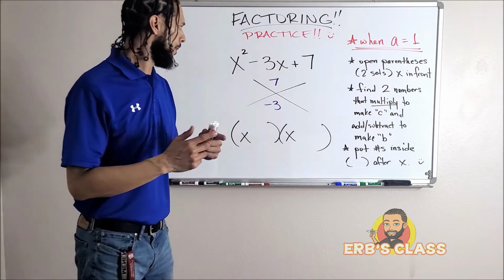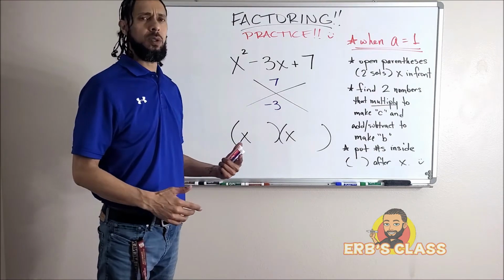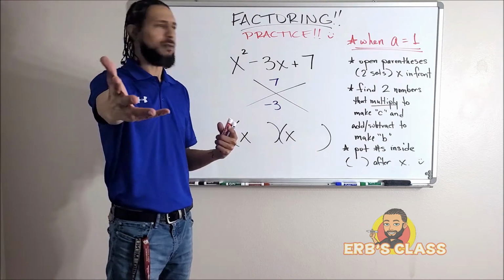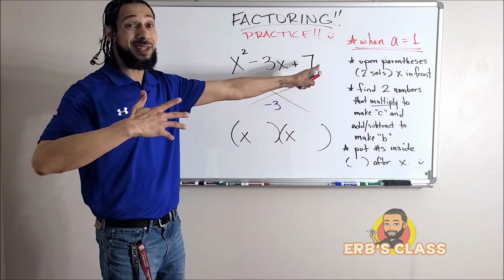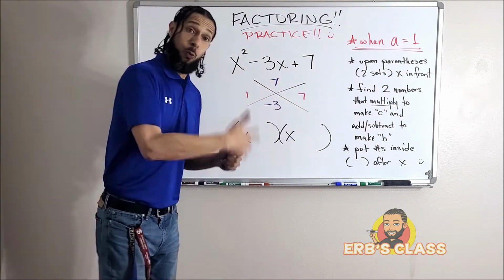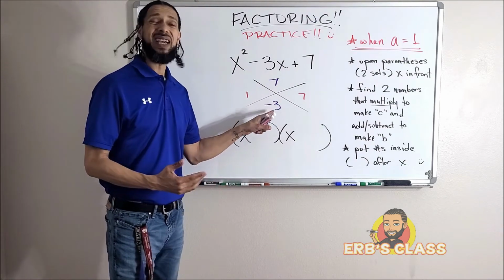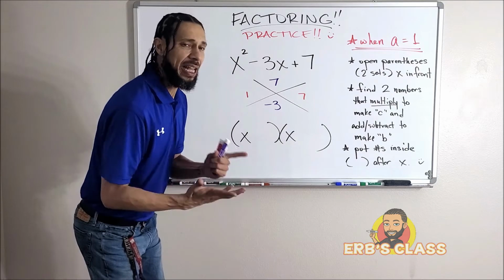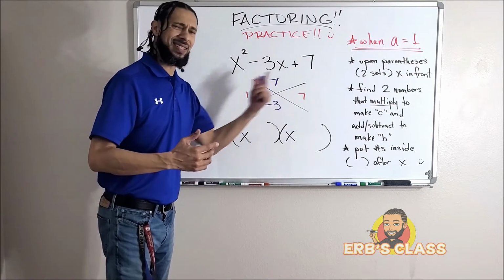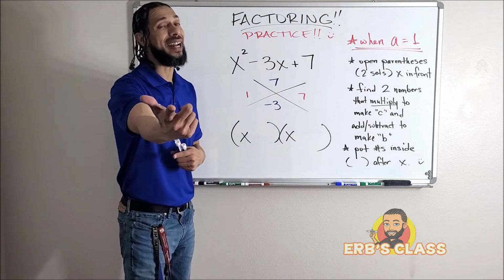Wait a minute. Well, what's the problem? Well, let's talk, right? Numbers that multiply to make 7. There are only 2 numbers that multiply to make 7, right? 1 and 7. Yeah, exactly right. But is there any way at all for me to get a 3 from a 1 and a 7? No. So, we got a name for that.